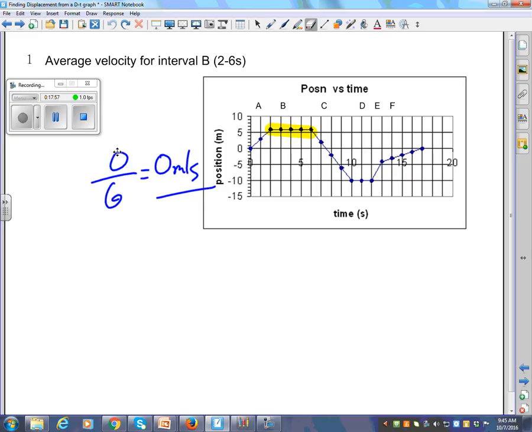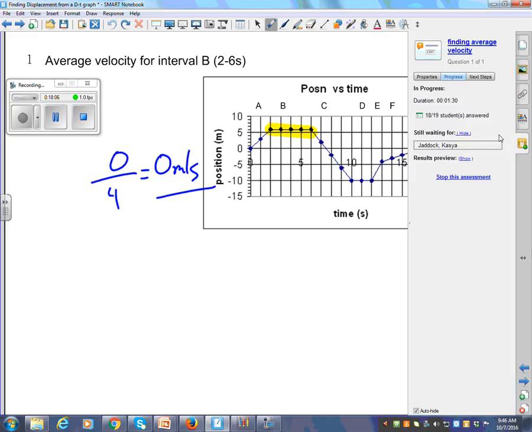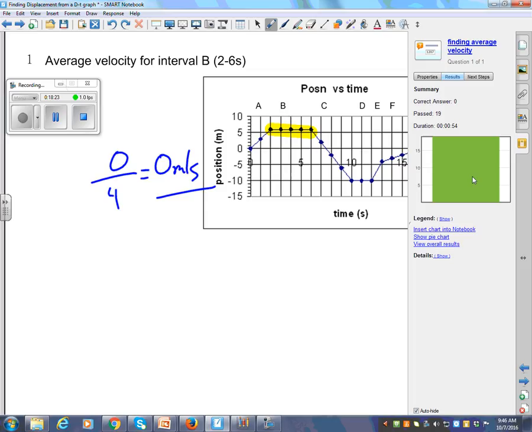Oh, it's 4, yeah. You're right, it's 4. Okay, good. But the answer is still 0. Please tell me everyone got this right. Yes, I'm a good teacher. I give you the answer.